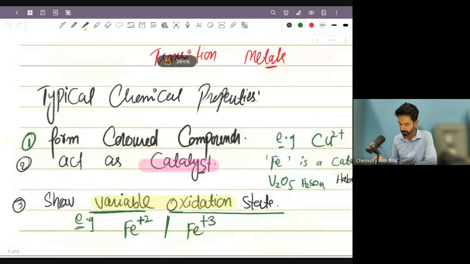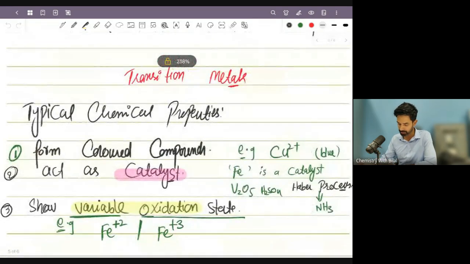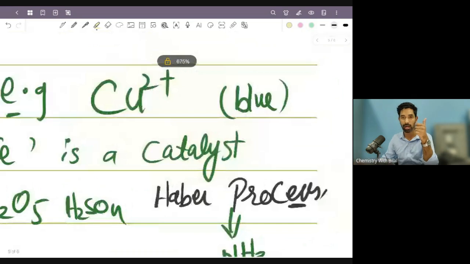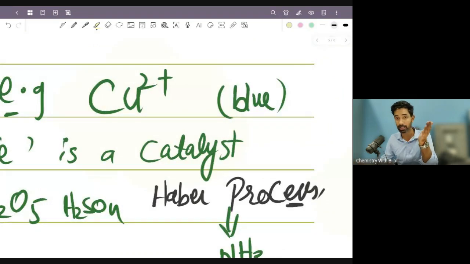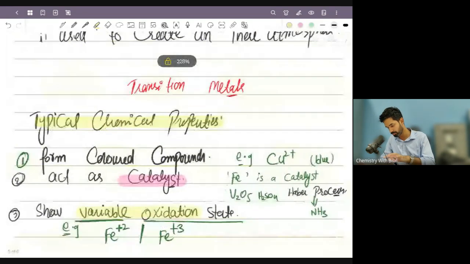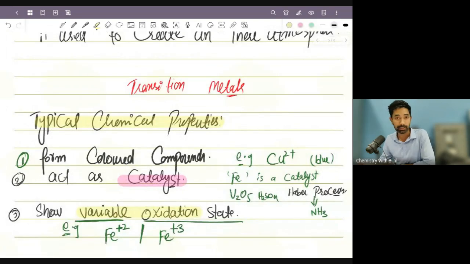Transition metals. After this, the last thing in the periodic table in our chapter. They are the D block elements present in the center of the periodic table. There are typical chemical properties for transition elements, which include they form colored compounds, like copper blue, iron 2 green, iron 3 red, chromium green. Copper is one of the good examples. Blue is always favorite. They form colored compounds.